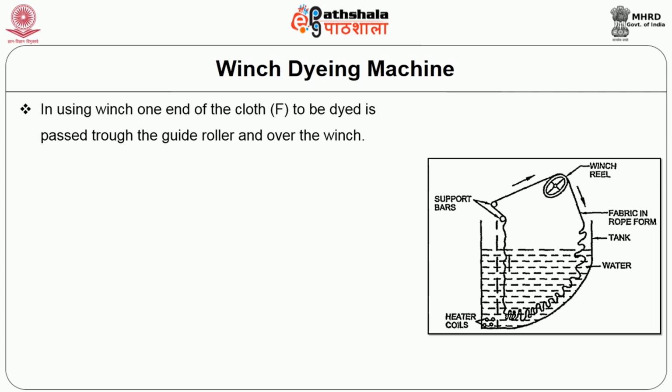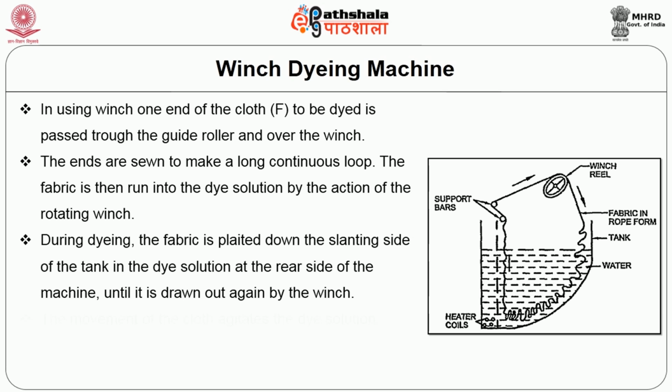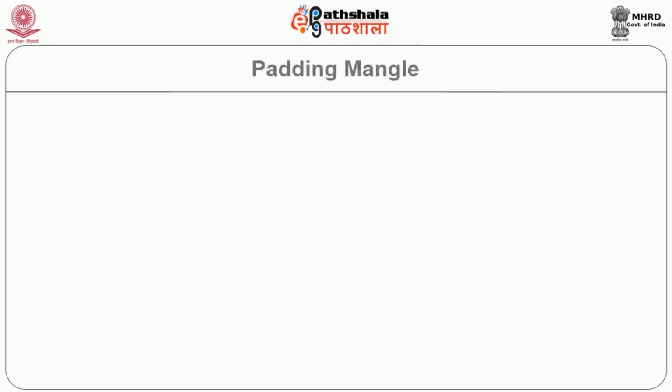In using the winch, one end of the cloth F to be dyed is passed through the guide roller and over the winch. The ends are sewn to make a long continuous loop. The fabric is then run into the dye solution by the action of the rotating winch. During dyeing, the fabric is plaited down the slanting side of the tank in the dye solution at the rear side of the machine until it is drawn out again by the winch. The movement of the cloth agitates the dye solution. The liquor ratio is much higher, hence water and heating costs are also high.